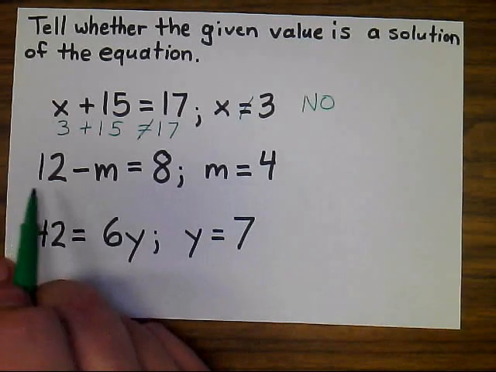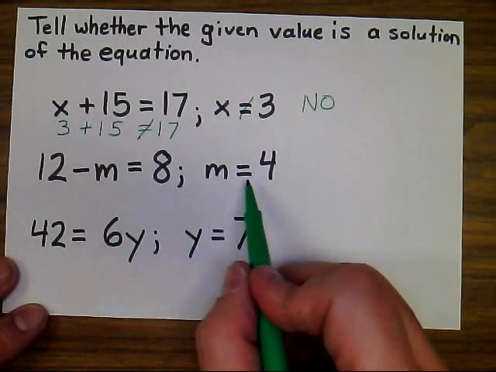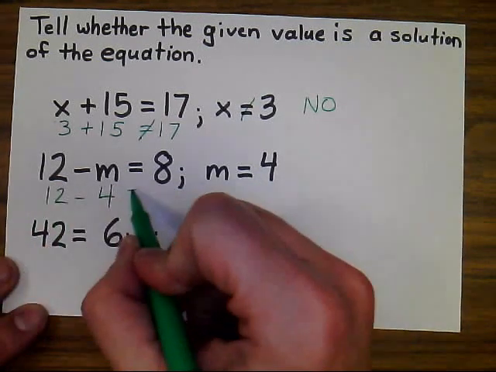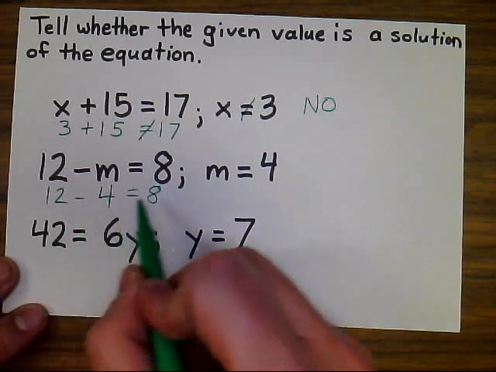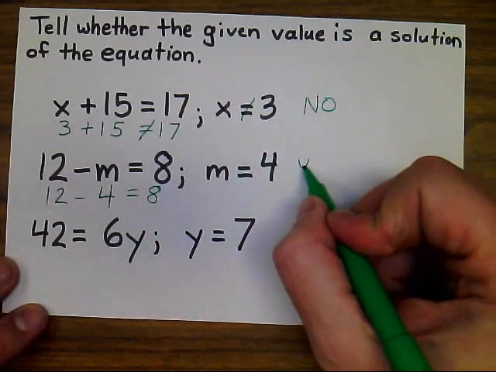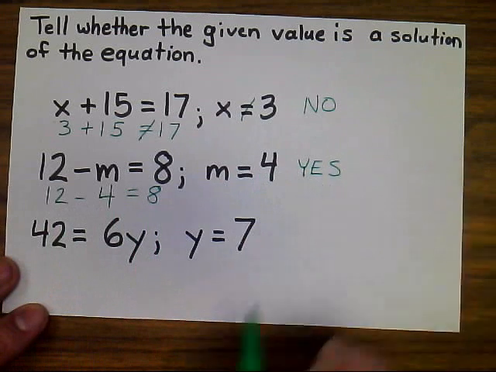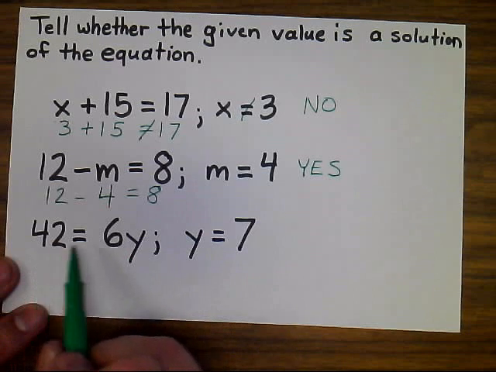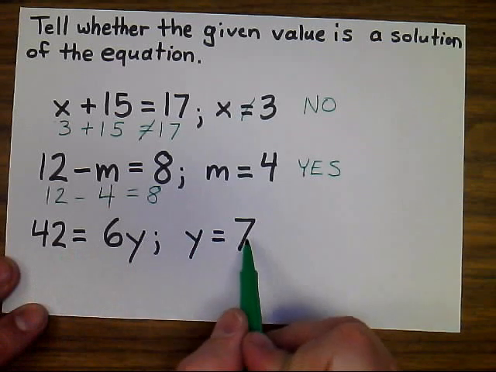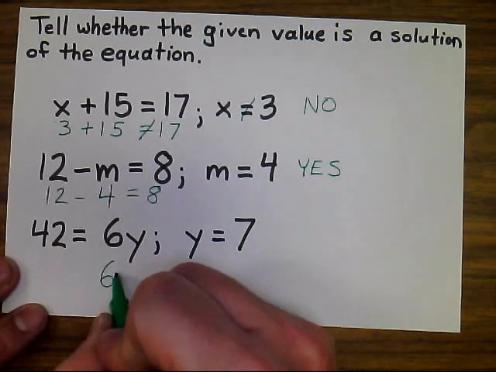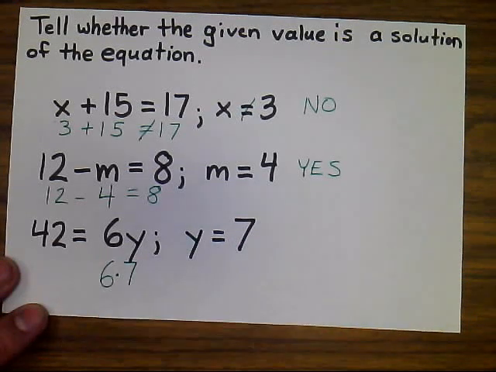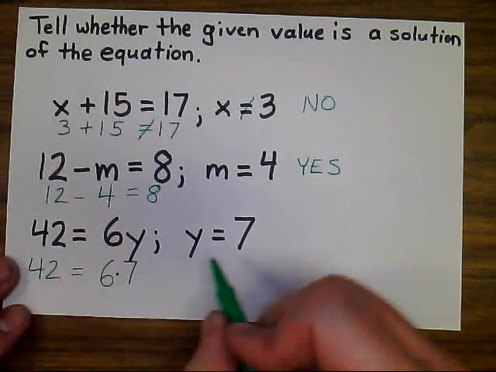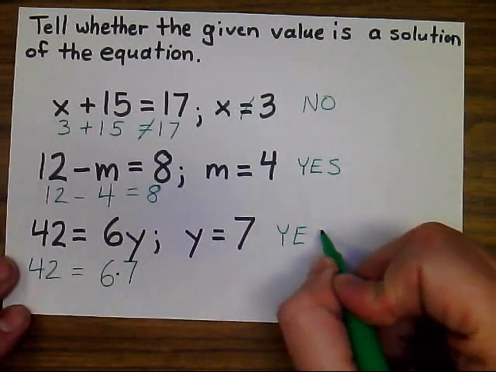Now here it says 12 minus m equals 8. We're going to plug in m equals 4. So we're going to replace this m with a 4. And when we look at this example, sure enough, 12 minus 4 does equal 8. So yes, this is a solution to our equation. And finally, now we've got a multiplication equation. 42 is equal to 6y. We're going to plug that y in with the 7. So this means 6 times y when you've got that coefficient in front of the variable. And sure enough, again, 6 times 7 does equal 42. So yes, this is a solution.